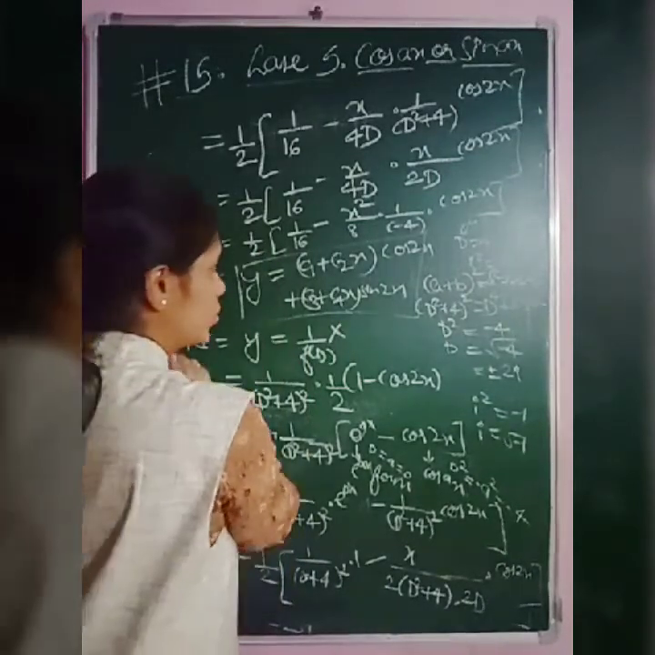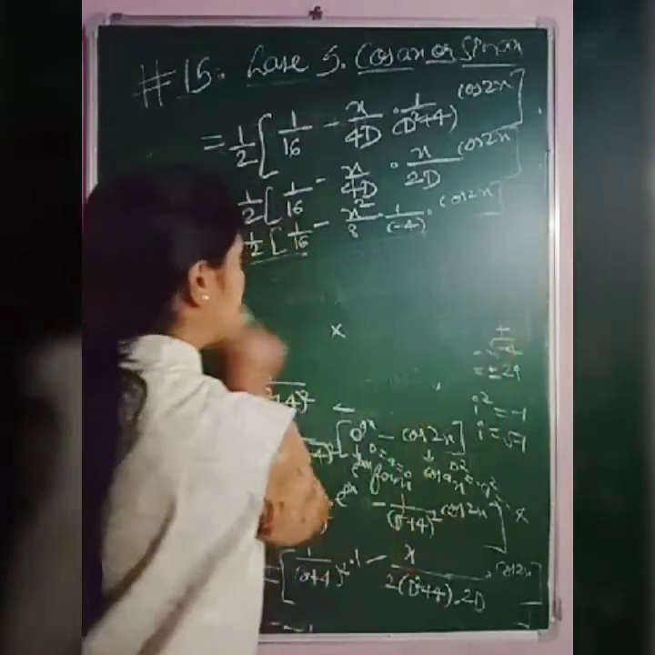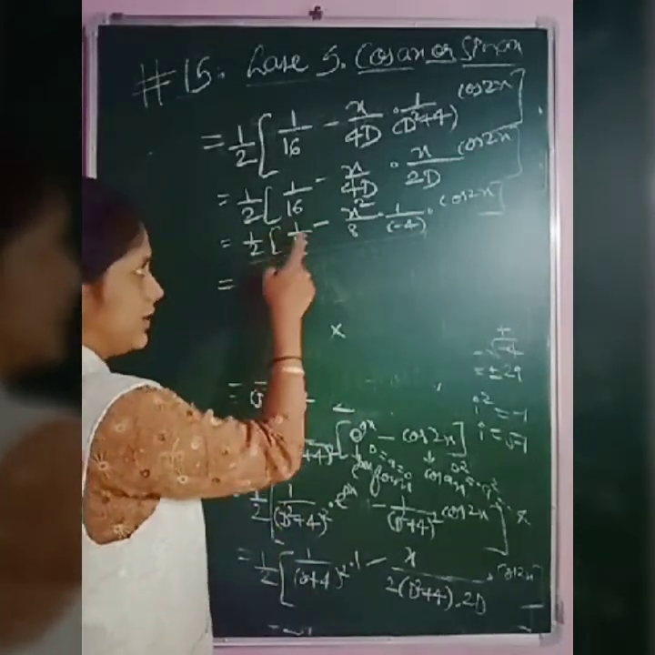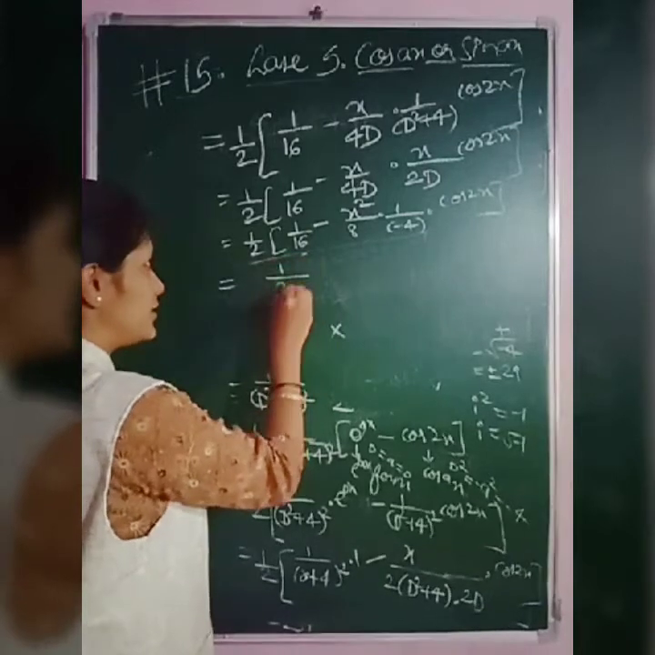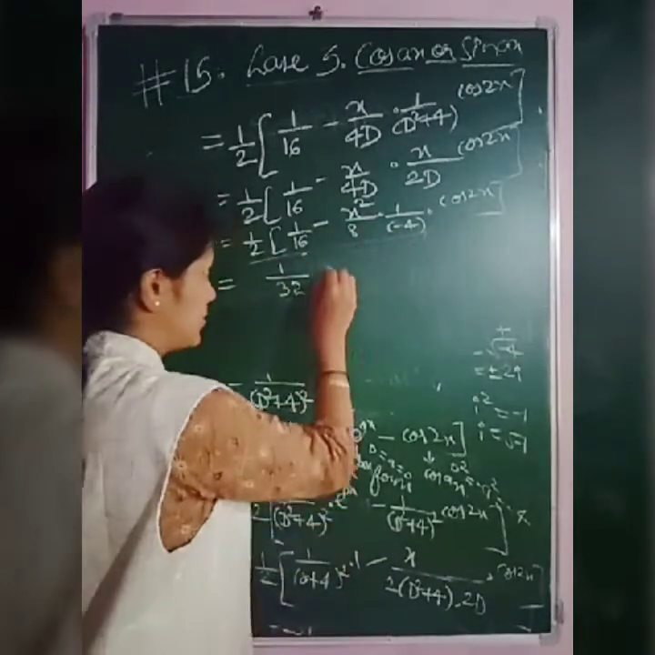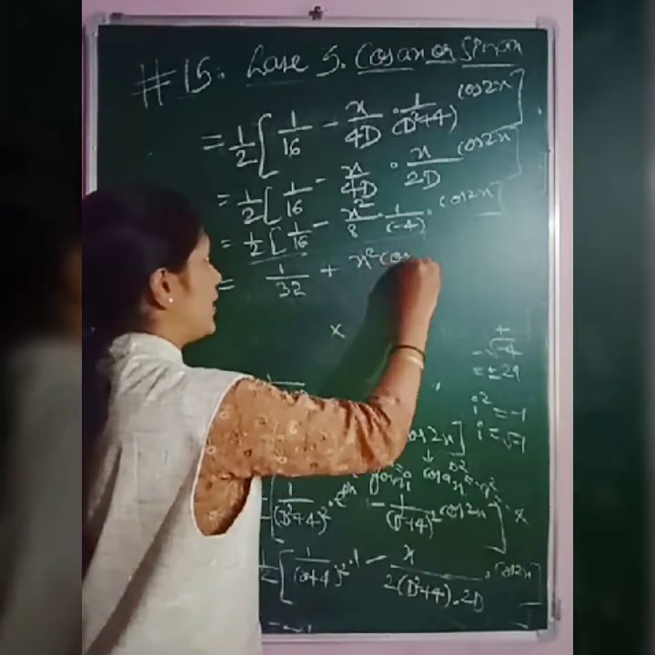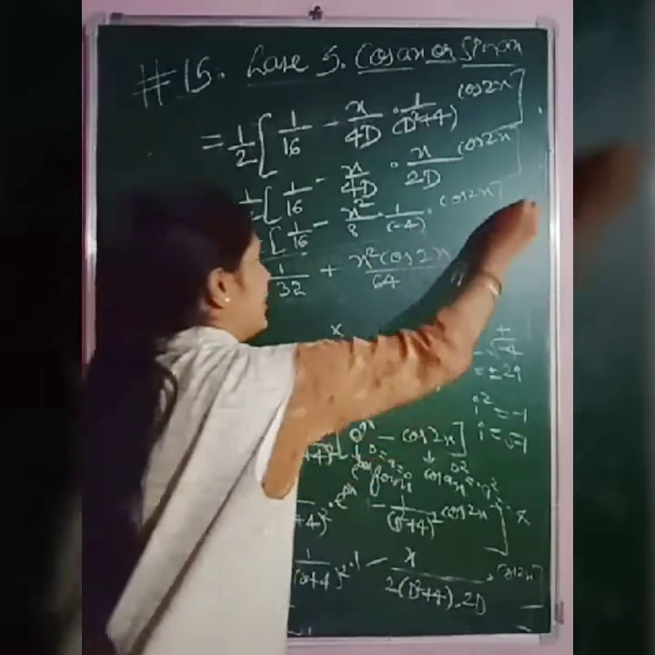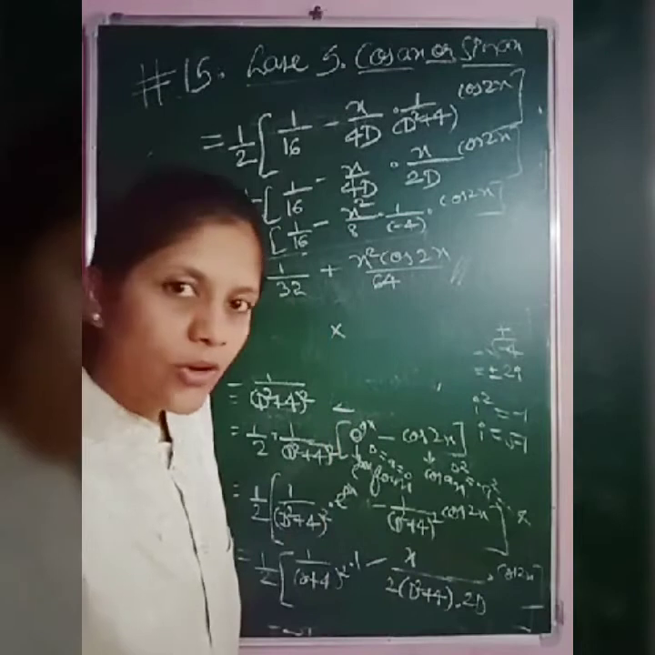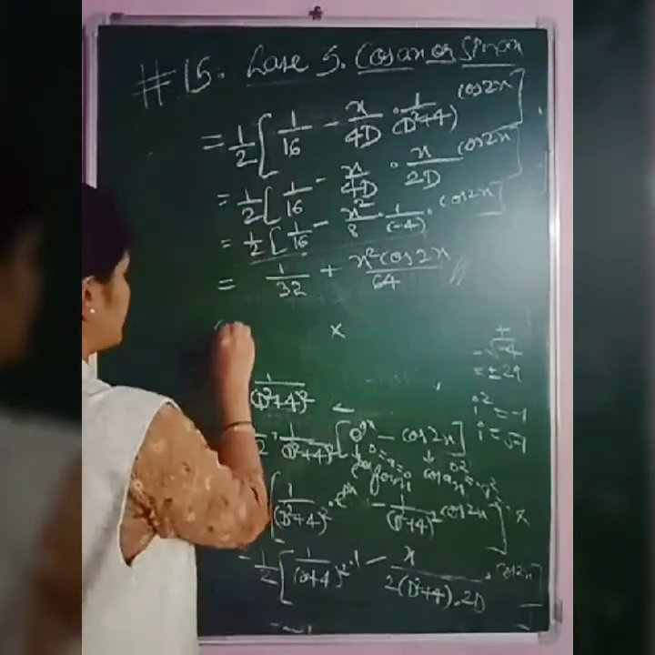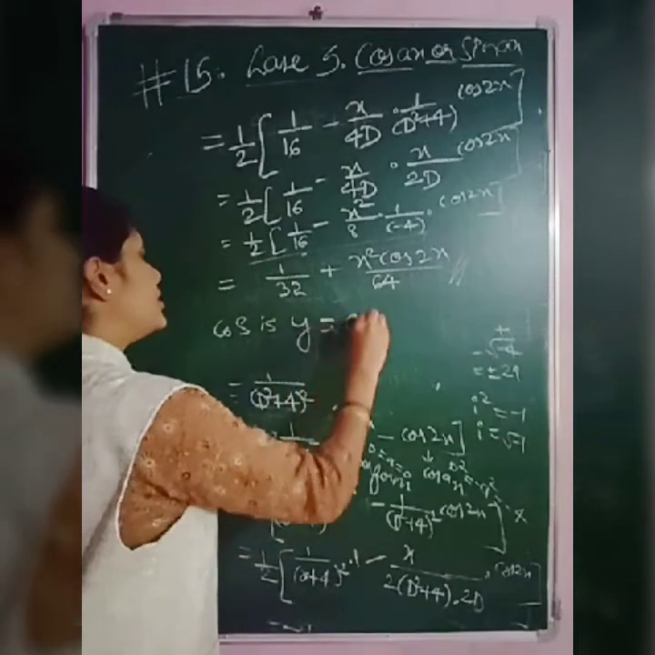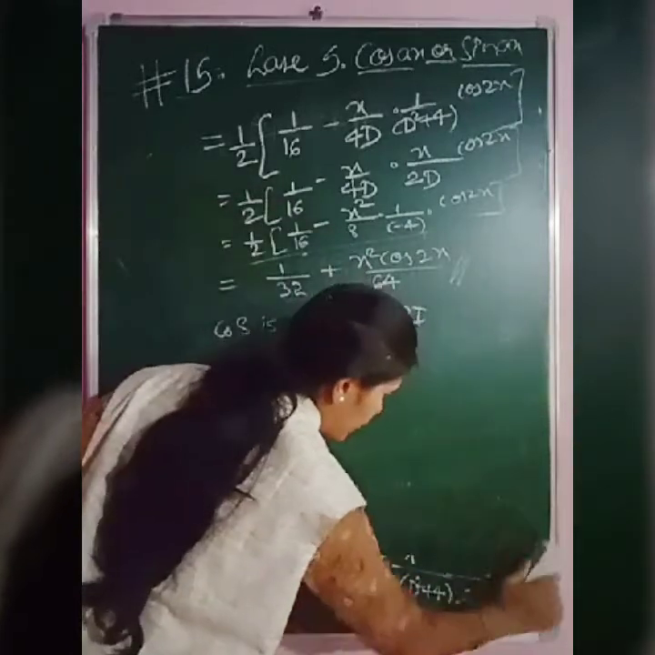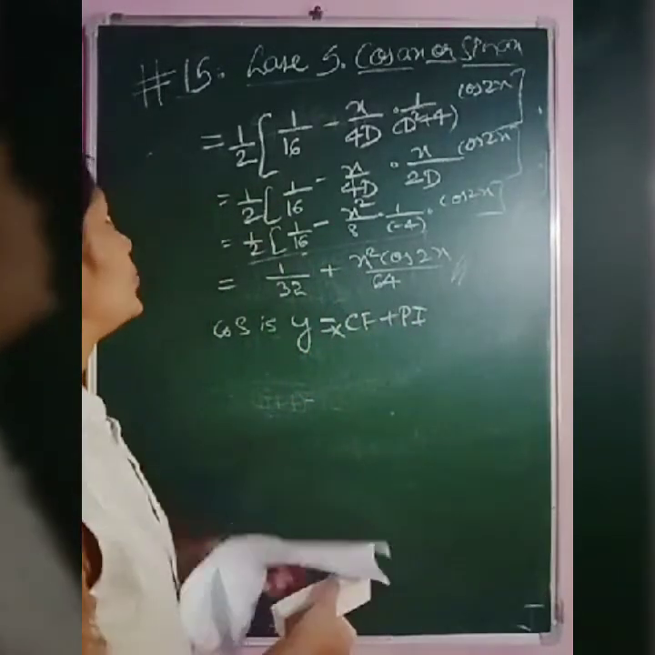So PI equal to, yes, either you can write like this or you can take common. Right? So shall we write directly? 16 2s are 32, minus minus plus x square cos 2x by 4 8s are 32, 32 2s are 64. Like this you can write, or taking 1 by 32 common, that way also you can write. So the complete solution is y equal to CF plus PI. So CF already we have found, PI also now we have found. So the addition of those two, right?